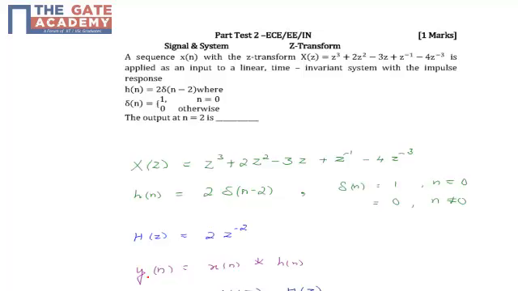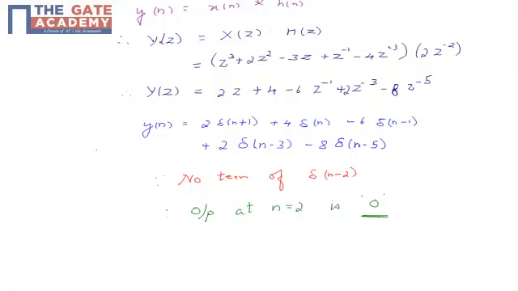Now we know that y of n, that is the output, is always equal to the convolution of the input with the impulse response. So in the Z transform, y of z would be equal to x of z times h of z. If we substitute the values of x of z and h of z, we would have this equation. Now solving this equation, we get the value of y of z to be equal to 2 times z plus 4 minus 6 z inverse plus 2 times z raised to minus 3 minus 8 z raised to minus 5.